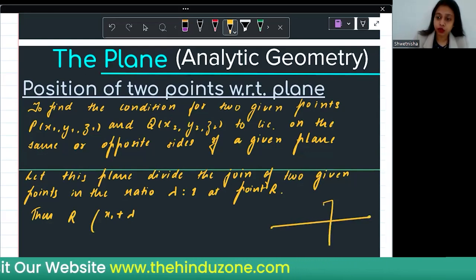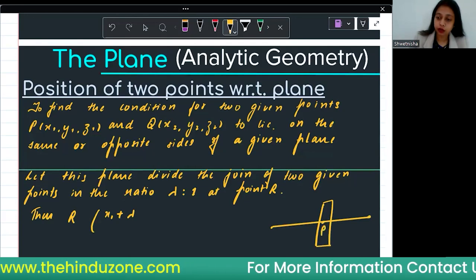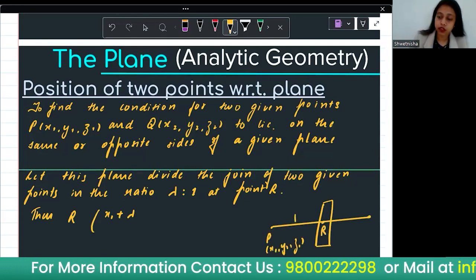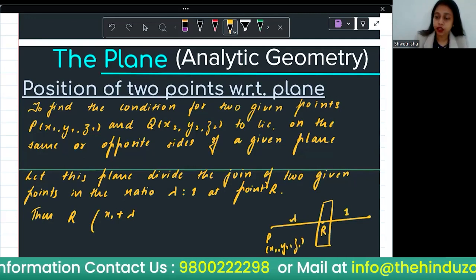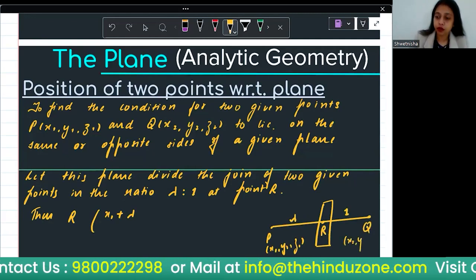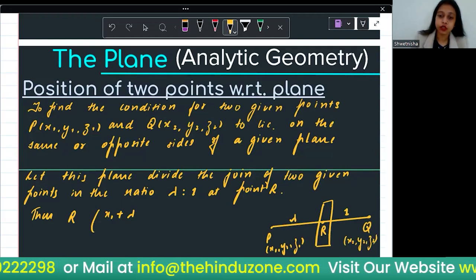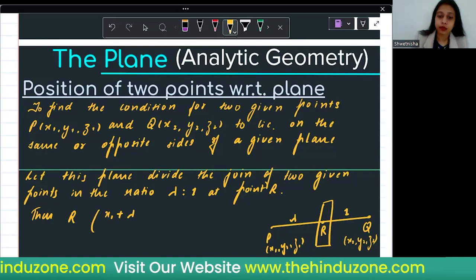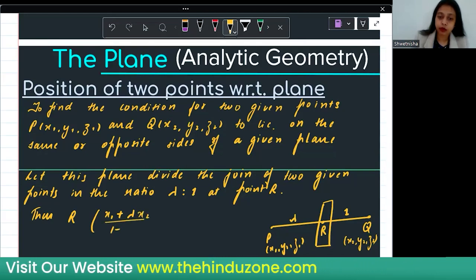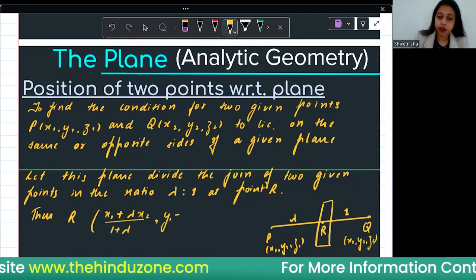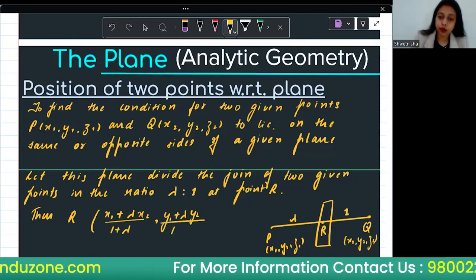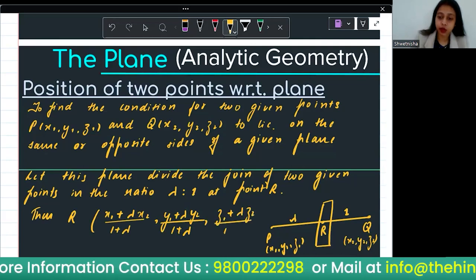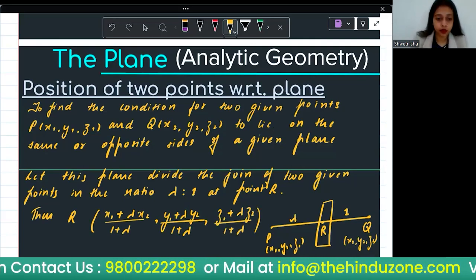This we have assumed to be R. This is P, which is x1, y1, z1. This is lambda is to 1. And this is Q, which is x2, y2, z2. So the R coordinate will be x1 plus lambda times x2 divided by 1 plus lambda. Similarly, y1 plus lambda times y2 divided by 1 plus lambda, and z1 plus lambda times z2 divided by 1 plus lambda.